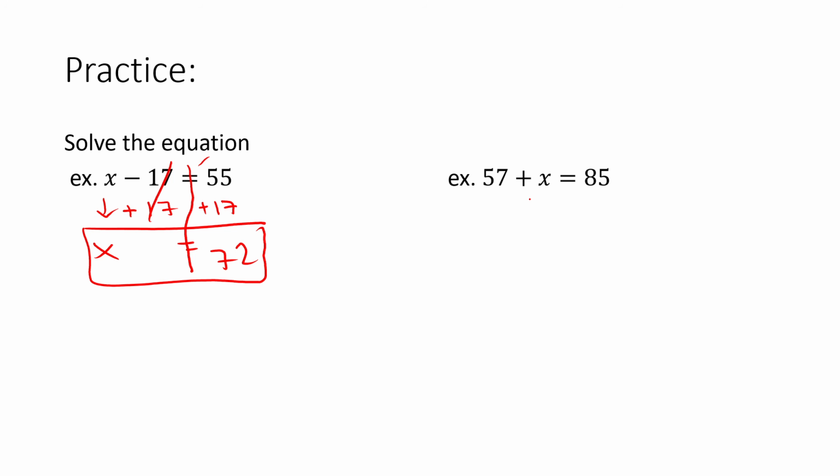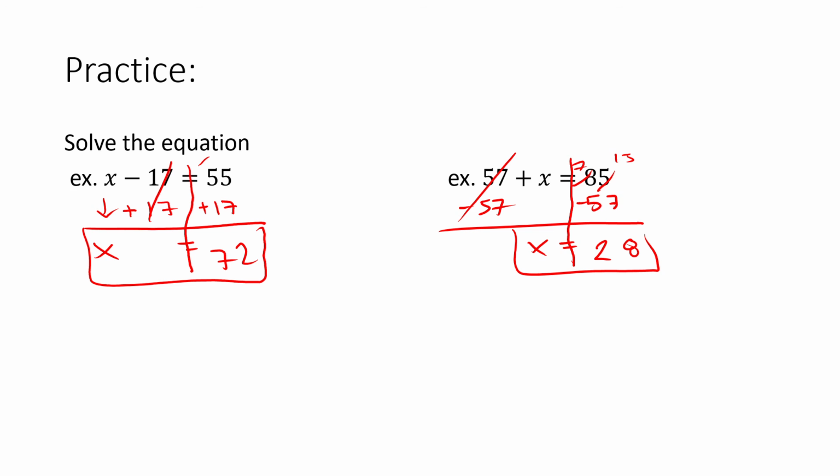First of all, draw the line. Subtract 57 on both sides of the equation. 57 cancels out. You're left with x is equal to 85 minus 57. Well, here we have to borrow again. 8 becomes 7, 5 becomes 15. 15 minus 7 gives you 8, and 7 minus 5 gives you 2, so 28. So your answer must have been x is equal to 28.